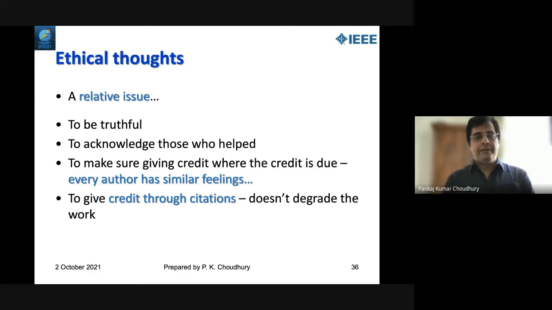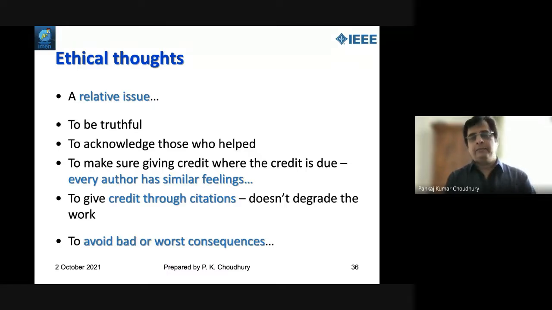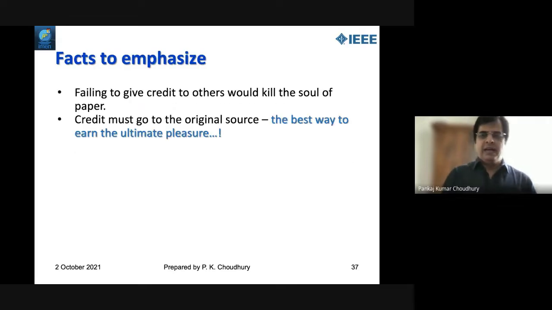Okay? Giving credit through citations does not degrade the work. If you do not give the credit, it actually kills the soul of the paper. Okay? Because these things may ultimately result in bad or worse kinds of consequences. Just avoid those. So these are finally the facts to emphasize. Failing to give credit to others would kill the soul of the paper.